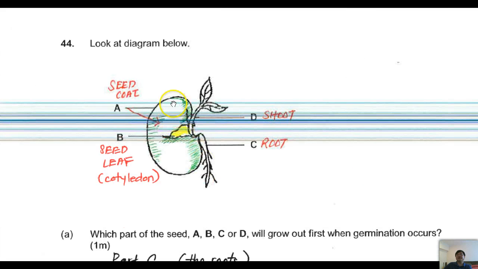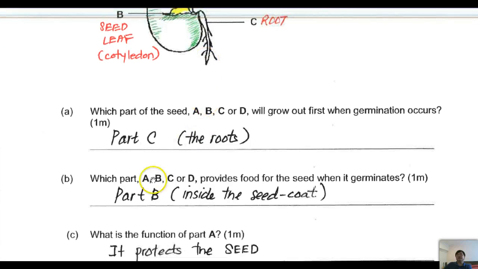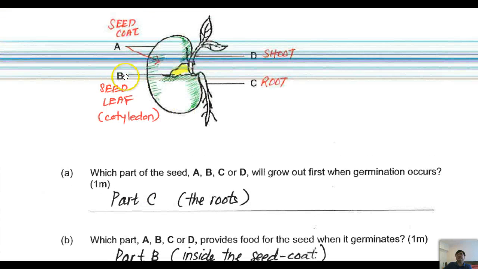Look at the diagram. The seed coat is outside, the inside is the seed leaf, right inside, and the shoot and the root. Okay, which part of the plant grows first when germination occurs? The root, obviously. And which part will provide food for the seed when it germinates? Part B, this one over here, the yellowish part, right?